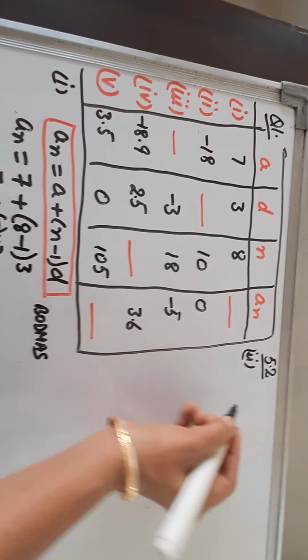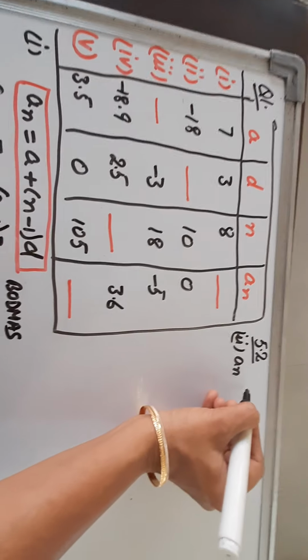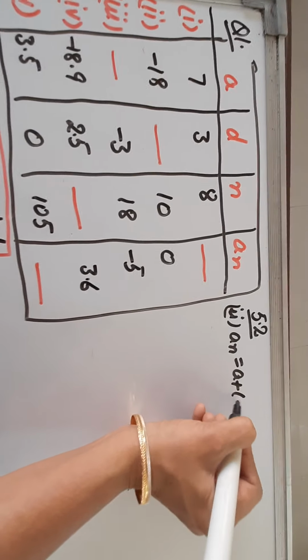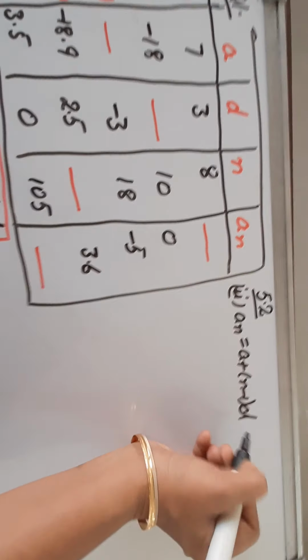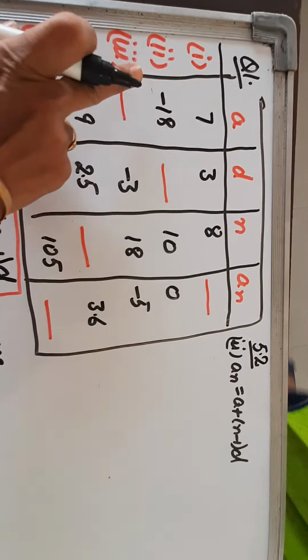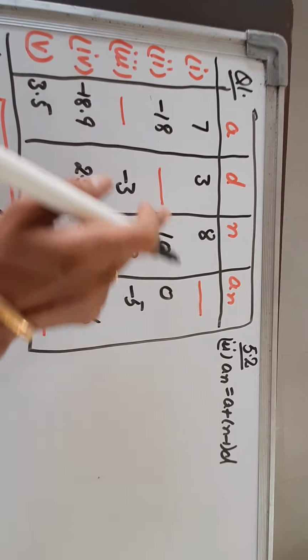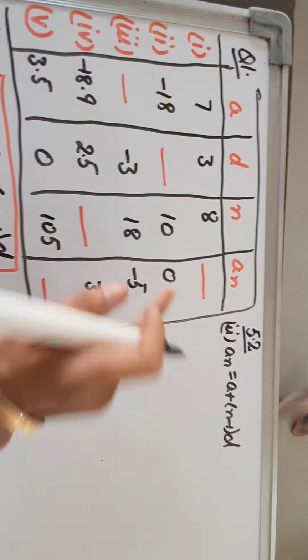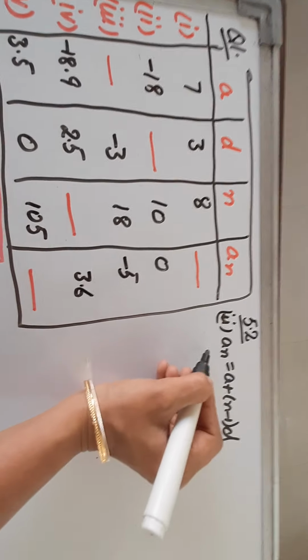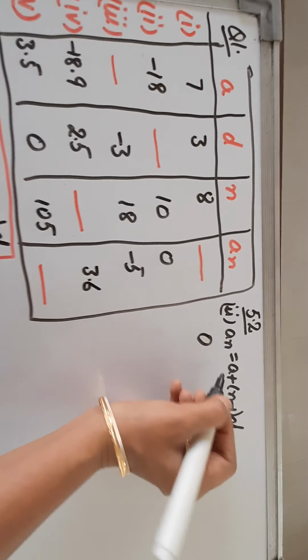Second part, let us write the formula once again. an is equal to a plus n minus 1 into d. So in the second part, as you can see, a is given to us and d is missing, n is given to us, an. So let us put the value of an.